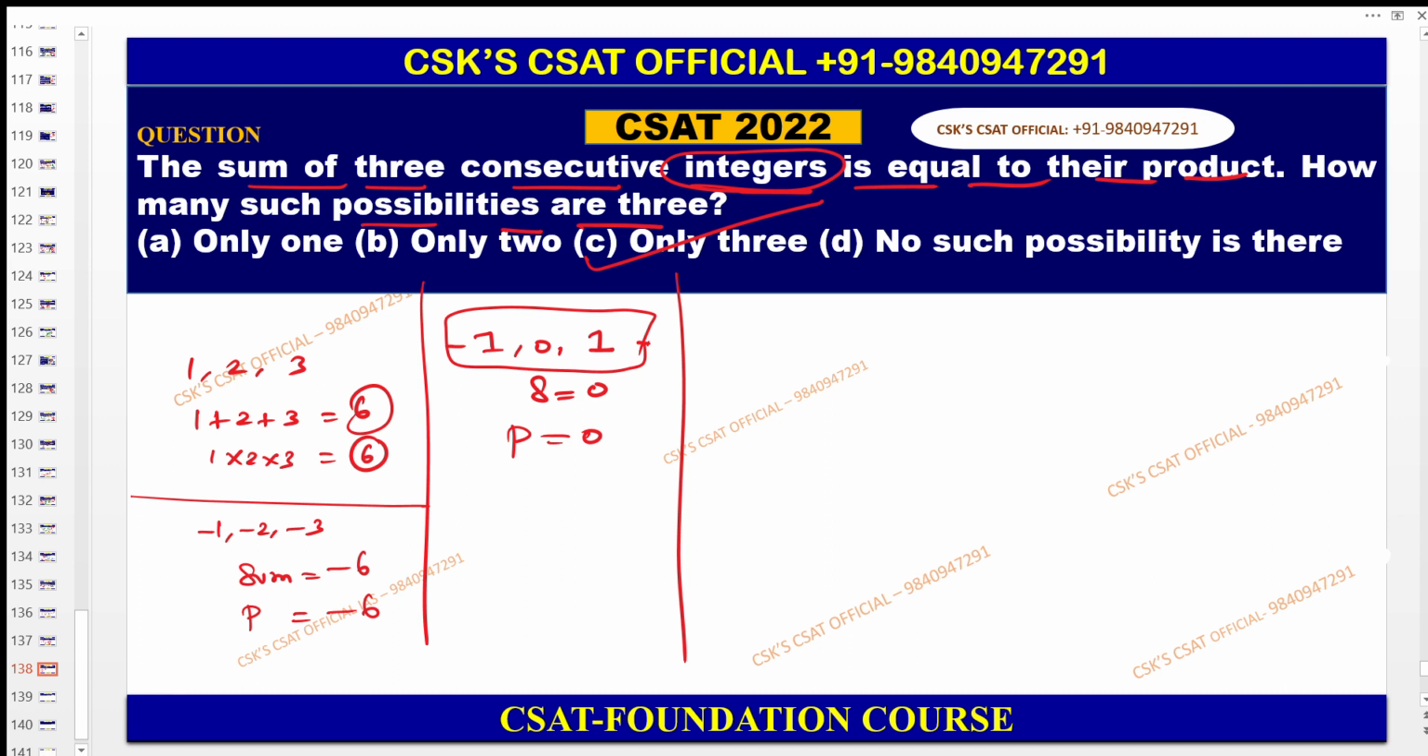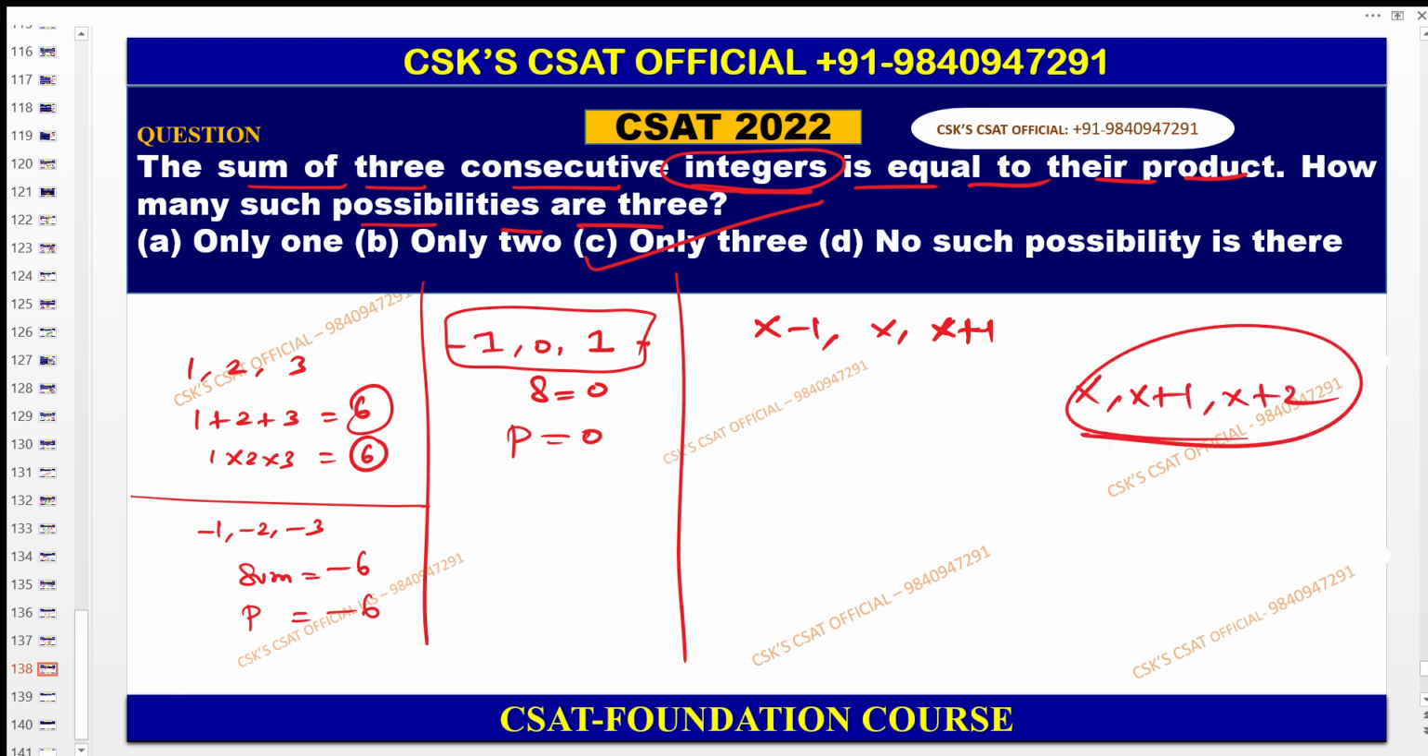If you know the progression concept, for 3 consecutive terms you can take them as x minus 1, x and x plus 1. This is very, very important. In a progression, 3 consecutive means you take it this way. Don't take it as x plus 1, x plus 2, x plus 3. 3 consecutive means go this way.